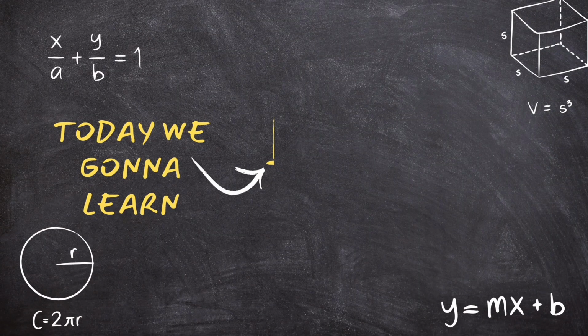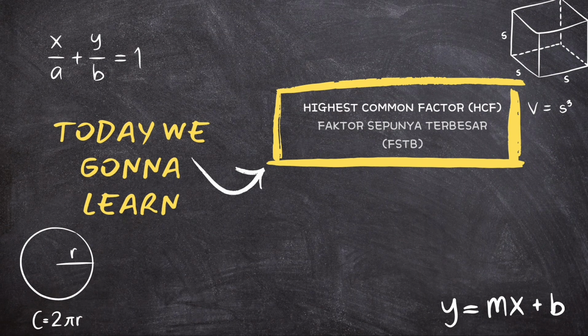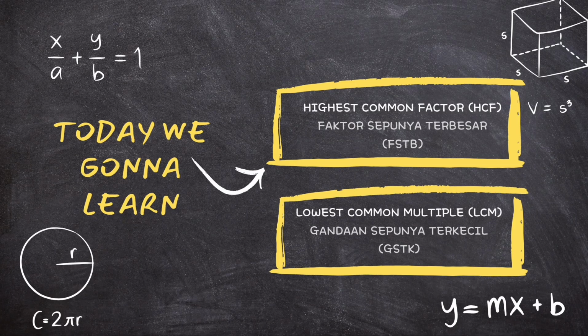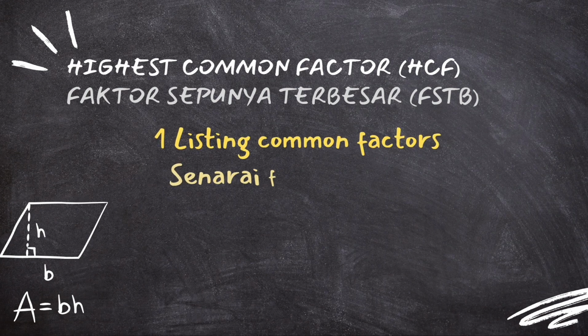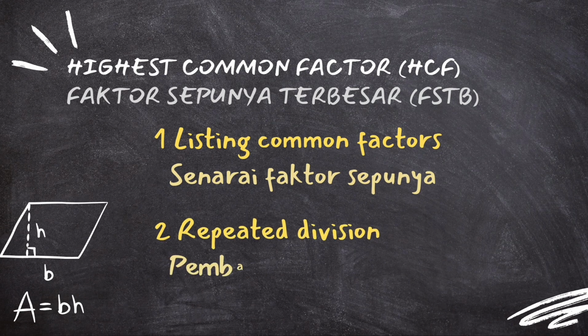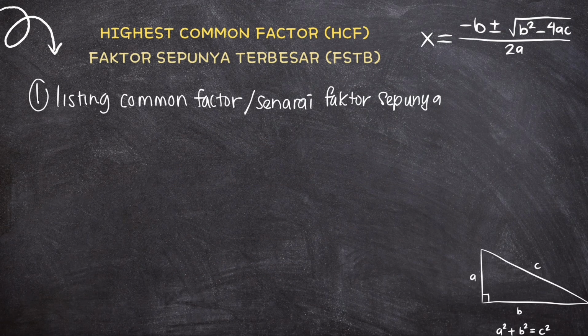Okay, today we're gonna learn highest common factor HCF, Faktor Sepunya TerBesar FSTB, and lowest common multiple LCM, Gandaan Sepunya TerKecil GSTK. So, to determine the highest common factor, we have two methods. For the first one, listing common factor, senarai faktor sepunya, and the second one is repeated division, pembahagian berulang. Okay, for the first method, you have to find the factors of the numbers, list the common ones, and choose the highest as the answer.